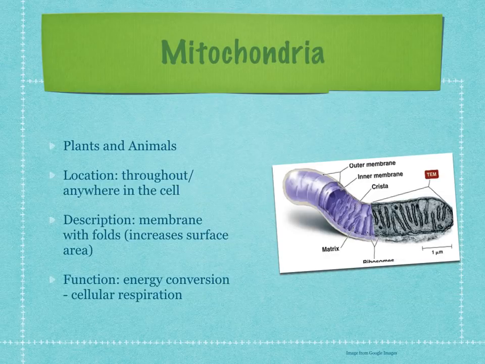Mitochondria are found in plants and in animals. They could be found anywhere throughout the cell because the mitochondria's function, their job, is to burn energy. They burn glucose during a process called cellular respiration. So that glucose, that monosaccharide, mono meaning one, saccharide meaning sugar, the building blocks of carbohydrates, gets broken down by enzymes. When those big polymers, those big polysaccharides, get broken down into those monomers, those monosaccharides, the mitochondria burns that for energy.